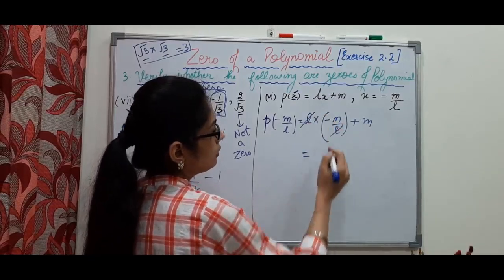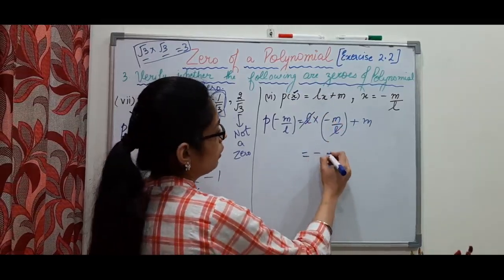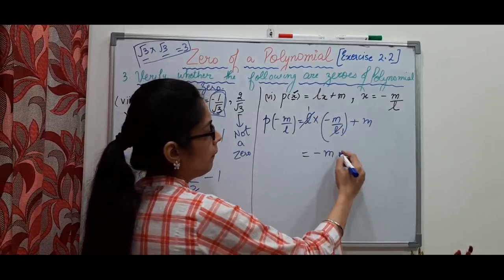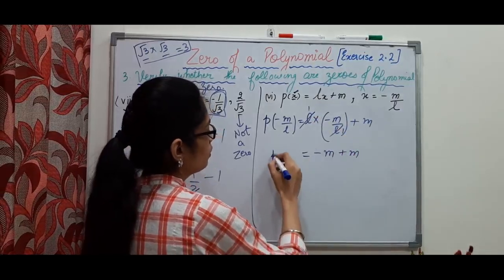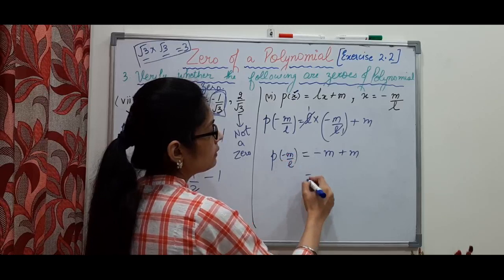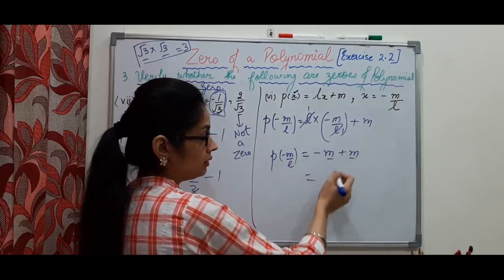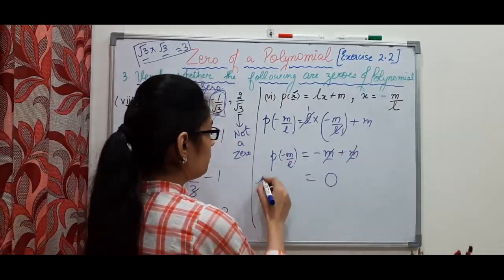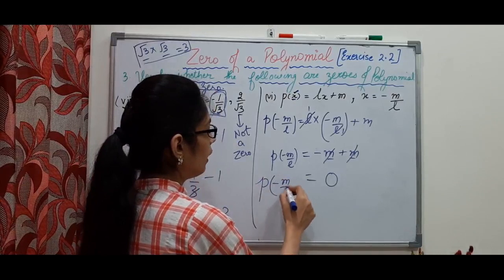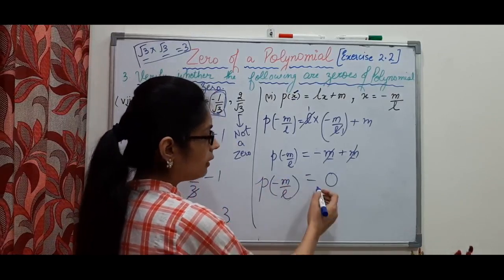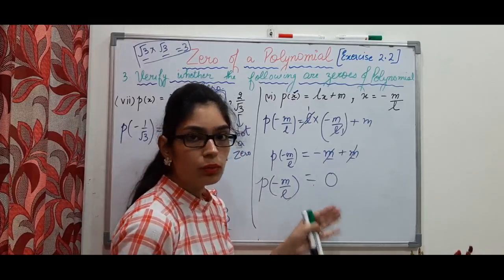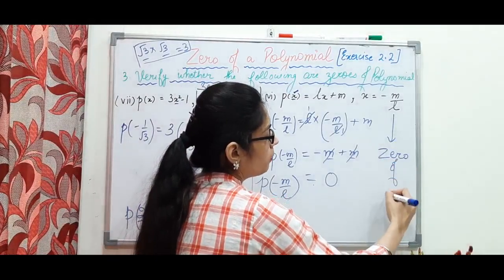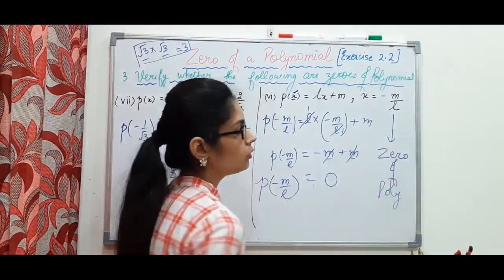So this L and this L will get cancelled. So I am left with minus m, because 1 into minus m will be minus m plus m. So minus m plus m, numbers with opposite signs, same numbers with opposite signs, will get cancelled and I will get 0 as my answer. So P of x equals minus m by l is becoming equal to 0, which means this value of x is the 0 of the polynomial.